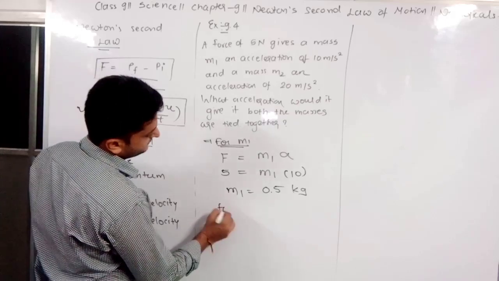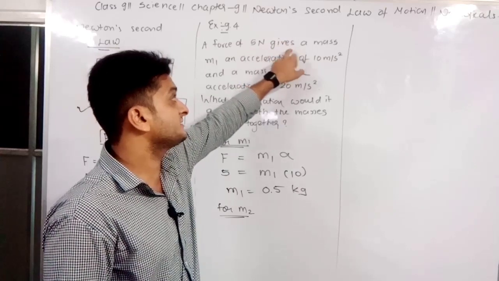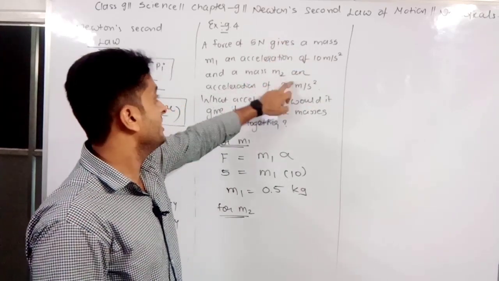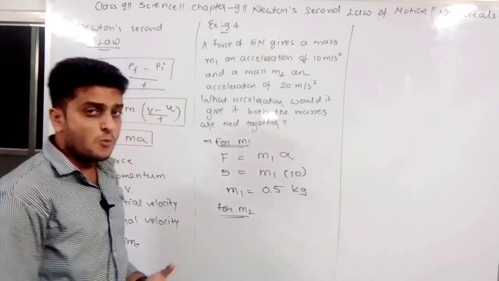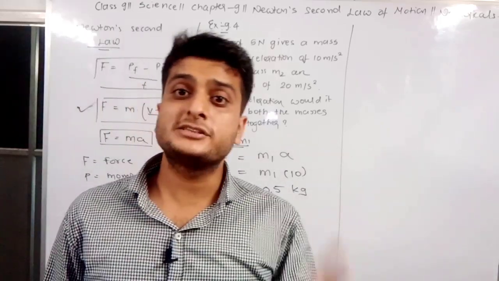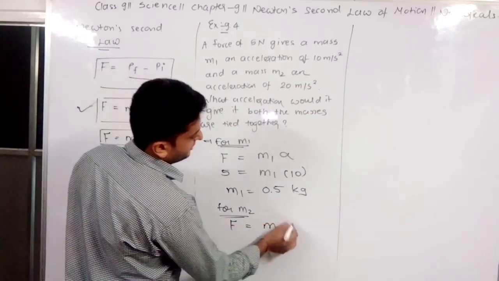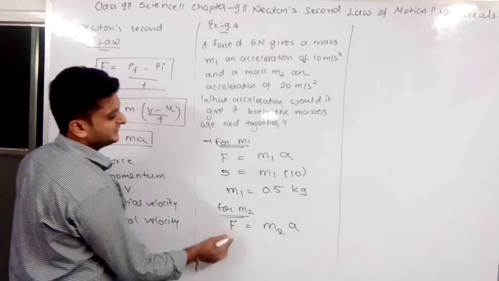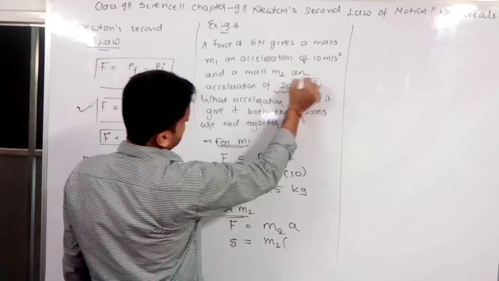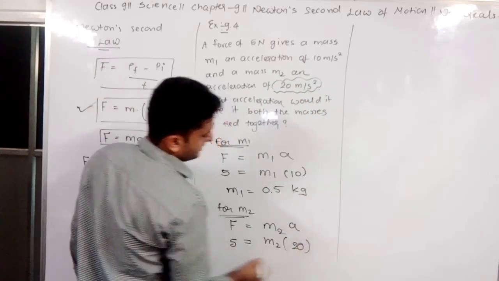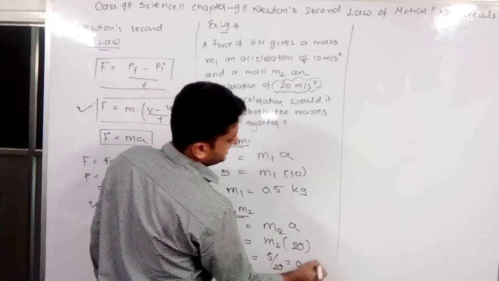Now for m2. Okay, now read it like this. A force of 5 Newton gives a mass m2 an acceleration of 20. So the same force when applied on m2, the acceleration is 20. I will again use the same formula. F is equal to m a, but now it is m2. We are applying the same force of 5 Newton. m2 is unknown, but now the acceleration provided is 20. So this m2 is going to be 5 by 20, that is 0.25 kg.